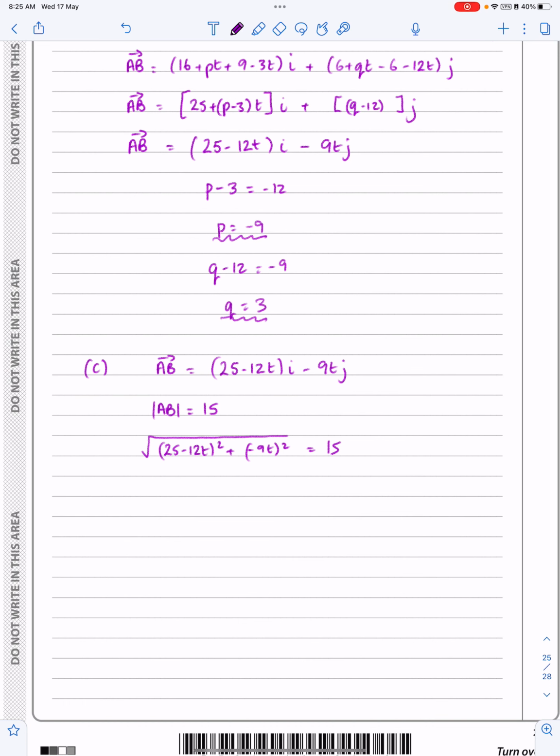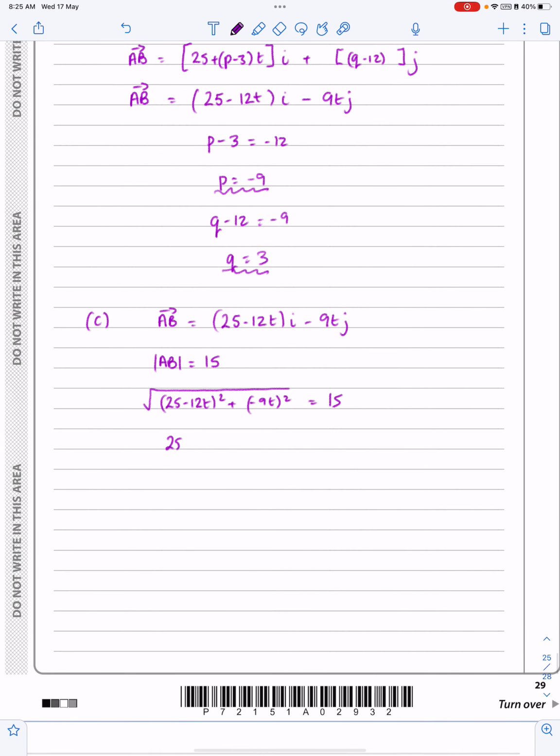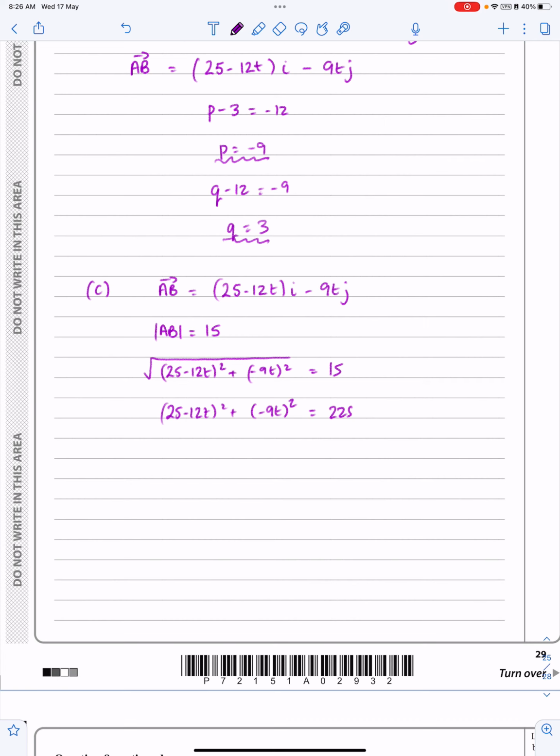So that's equal to 15. Square both sides: 25 minus 12t squared plus minus 9t squared is going to be equal to 225. Let's make that a bit clearer. Multiply it all out and tidy it up, and again you're going to need to do this yourself a bit quicker. (a minus b) all squared is going to be 144t squared minus 600t plus 625, that's just that bit, plus 81t squared is going to be equal to 225.